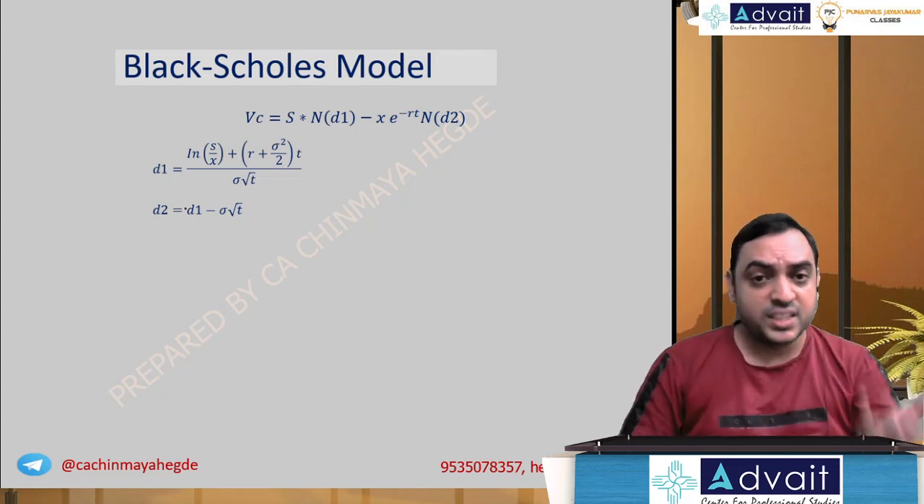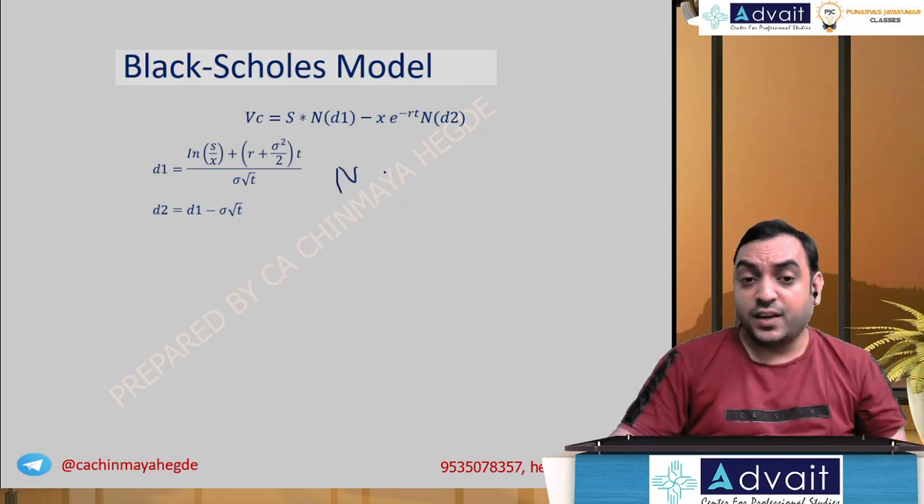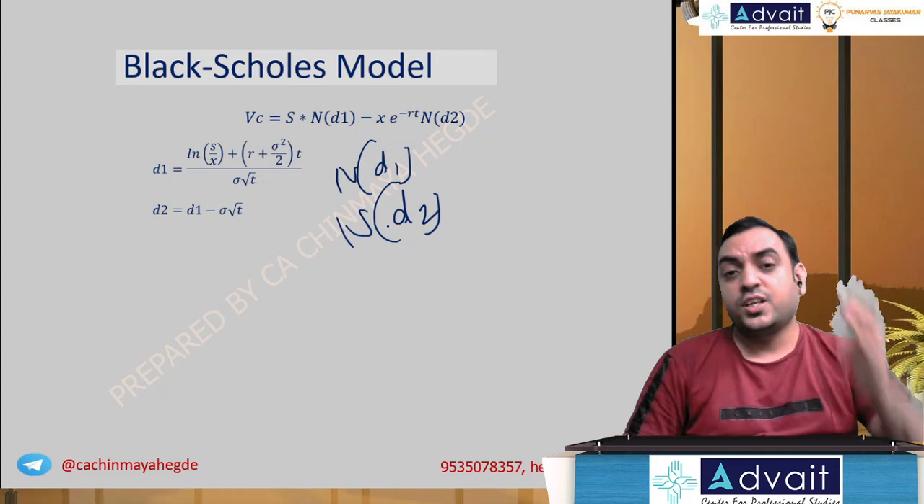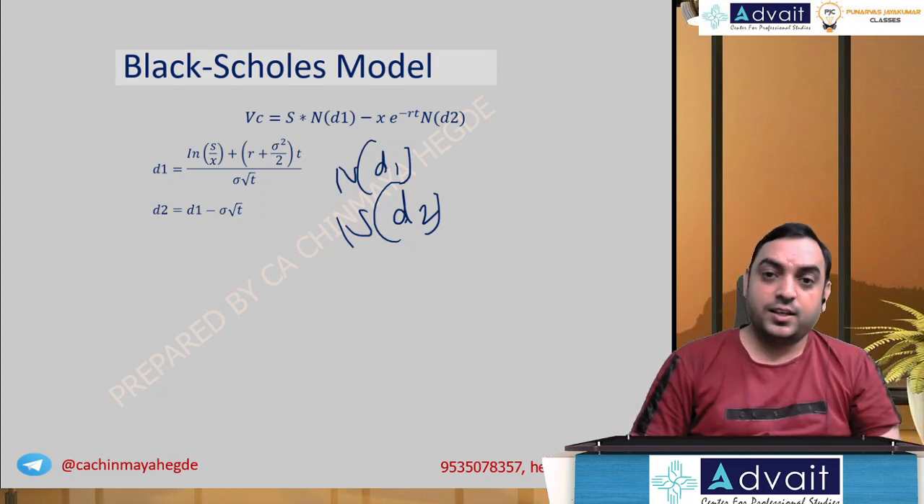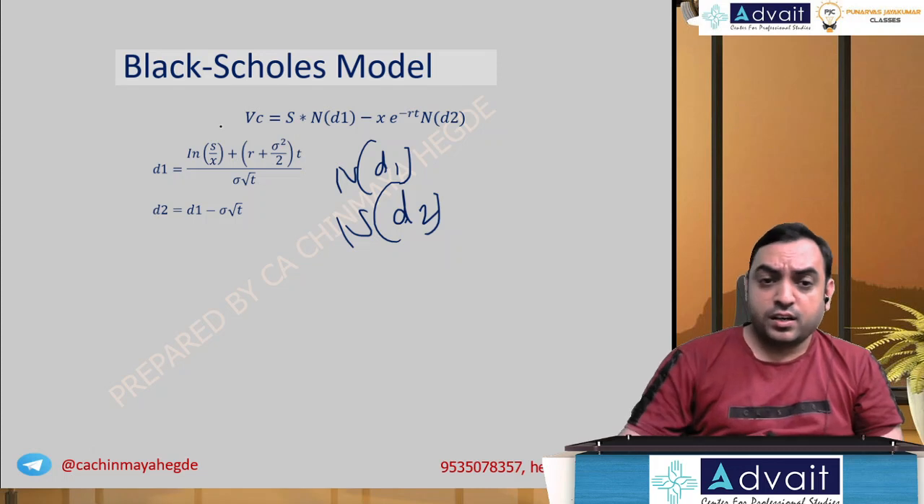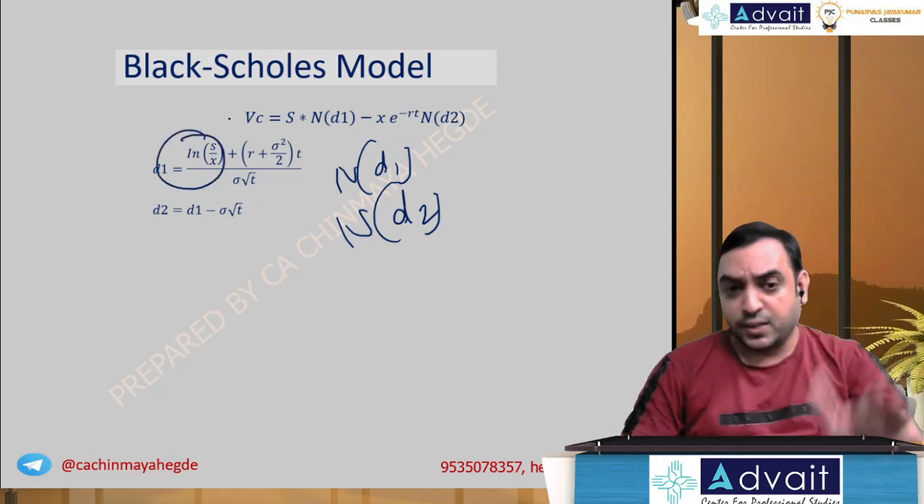D2 is D1 minus sigma root t. And where do you get N(D1)? And where do you get N(D2)? You get it from the normal curve table. And usually the D1, D2 values will be given in the problem. Natural logarithm values also will be given in the problem.